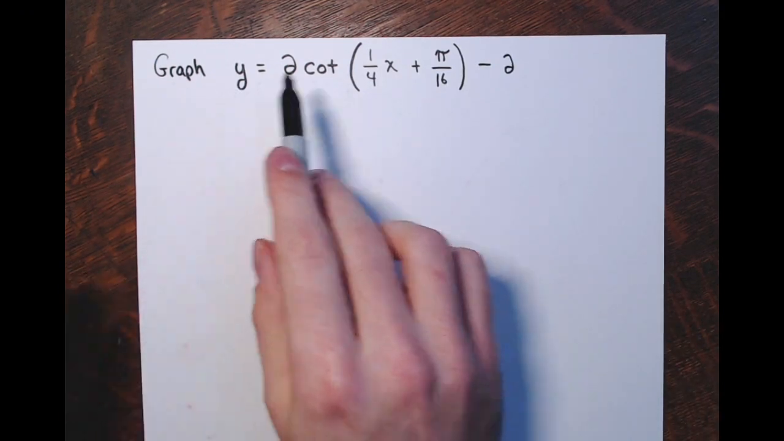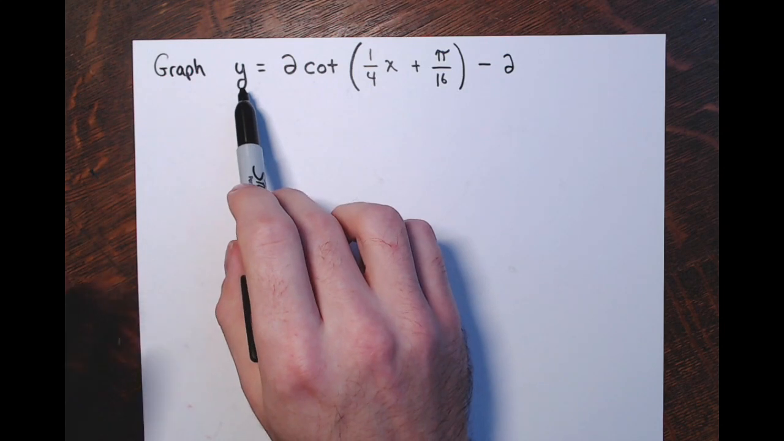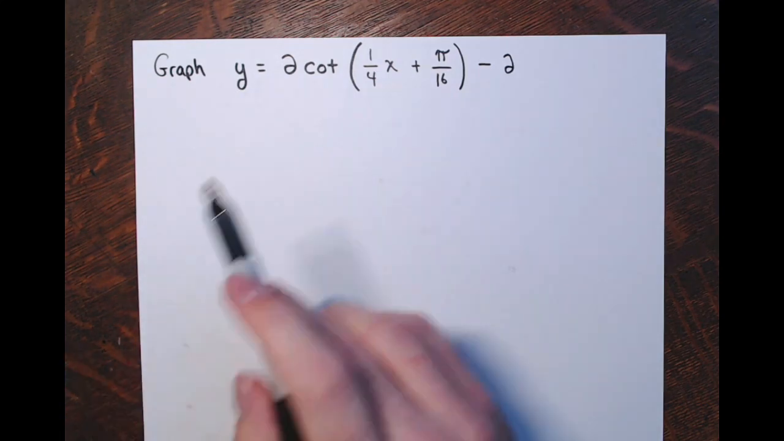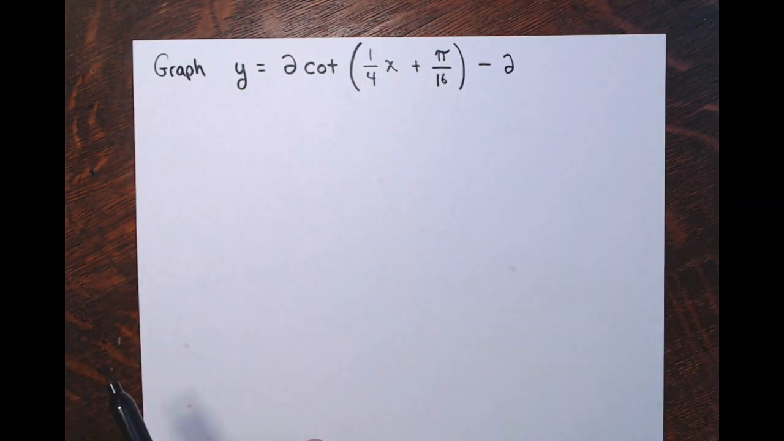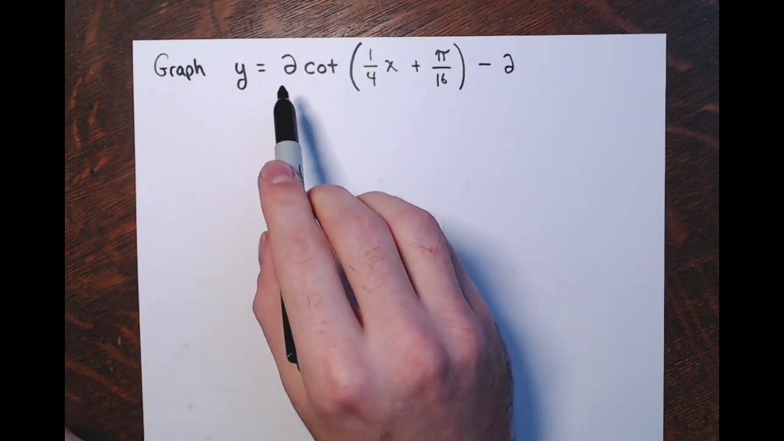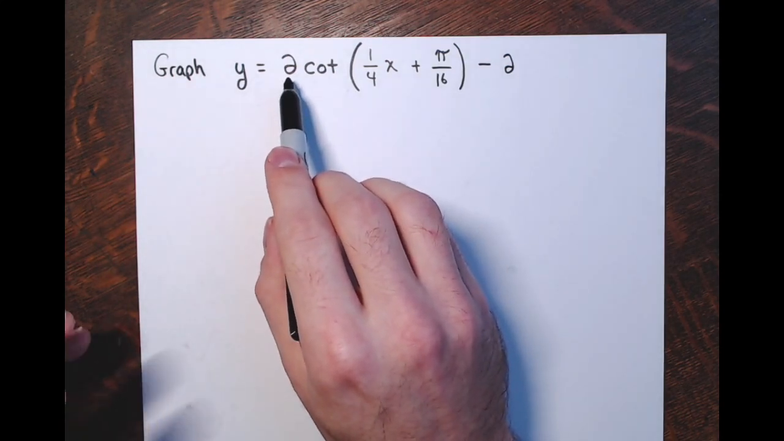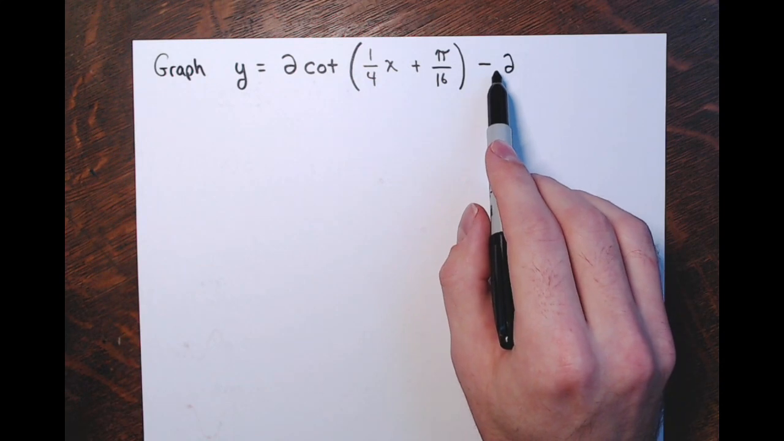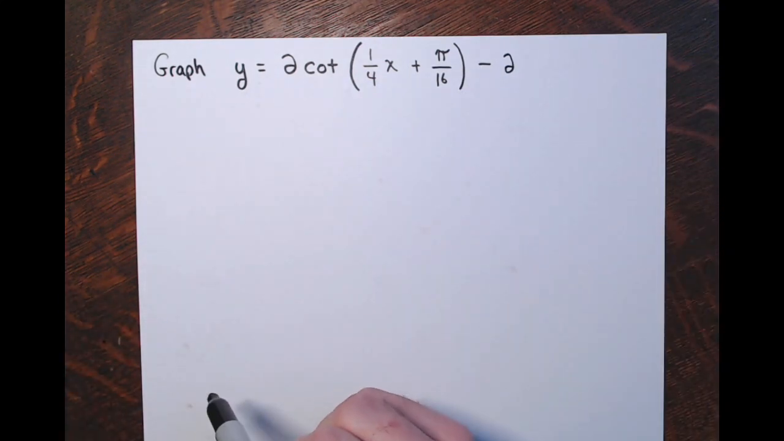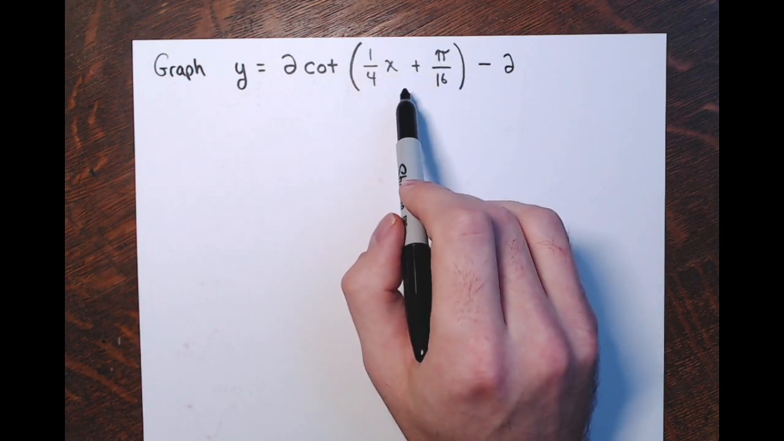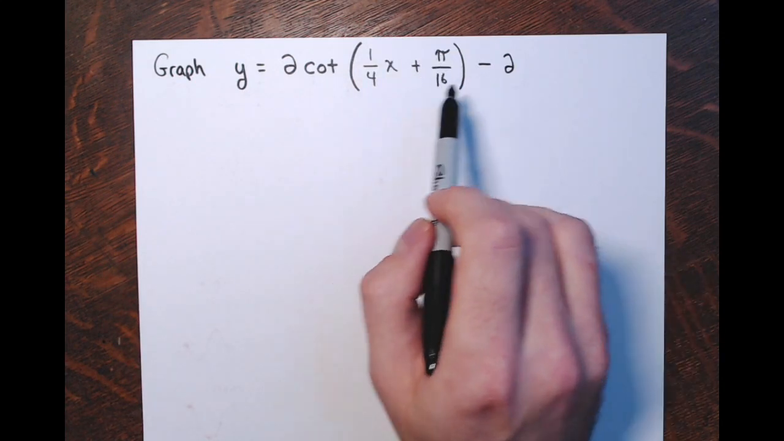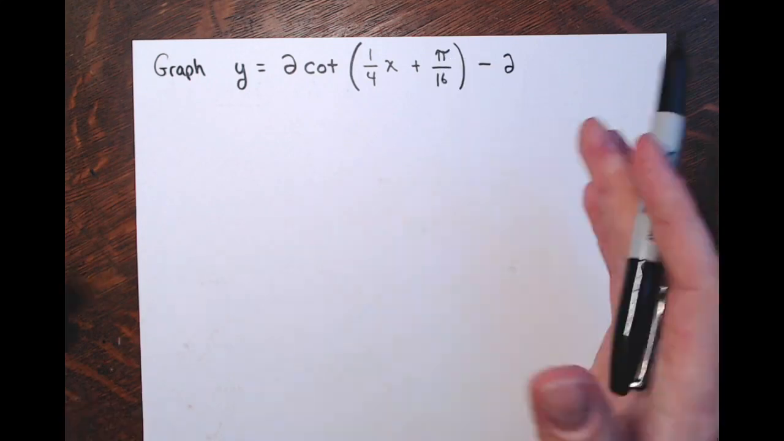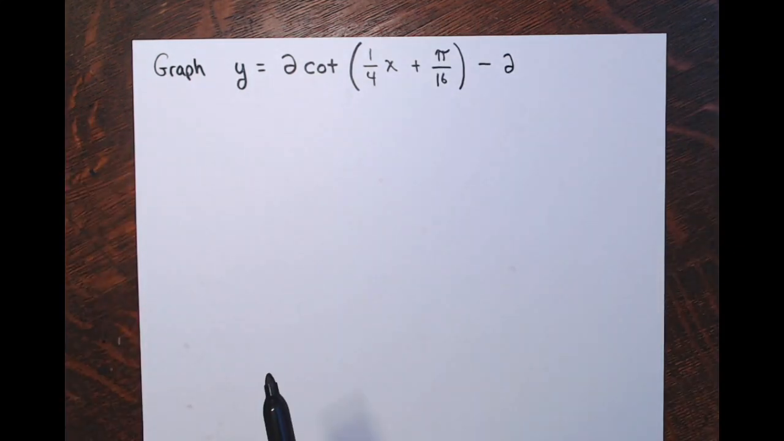Okay, so I'm asked, and this is from the assignment, to graph y equals 2 times the cotangent of 1/4 x plus pi over 16, all inside, and then minus 2. Now remember how transformations are working. This multiplication by 2 on the outside would cause a vertical stretch by a factor of 2. This minus 2 on the outside will cause a vertical shift down 2, and on the inside, the plus pi over 16 would cause a horizontal shift, and then the x times 1/4 here would cause a horizontal compression or stretch, and that'll change the period.